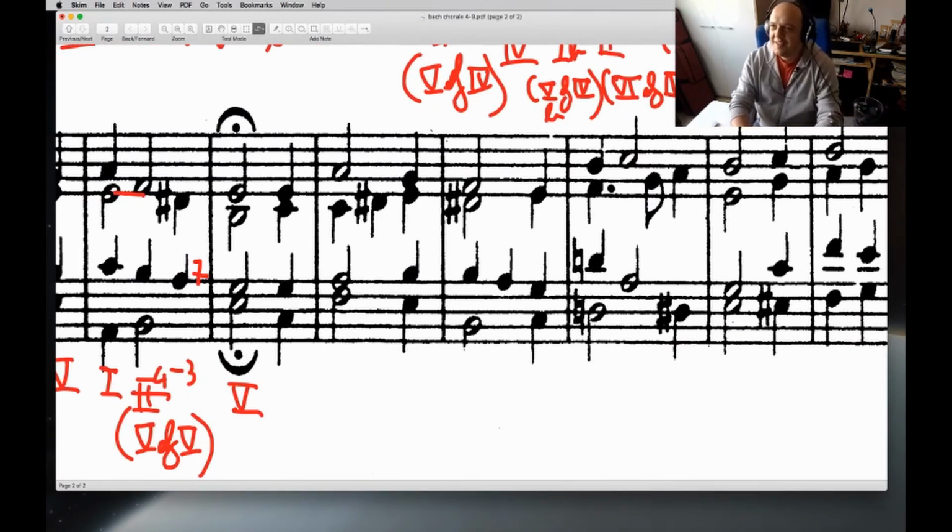Harmonization. Oh, let me play that again.